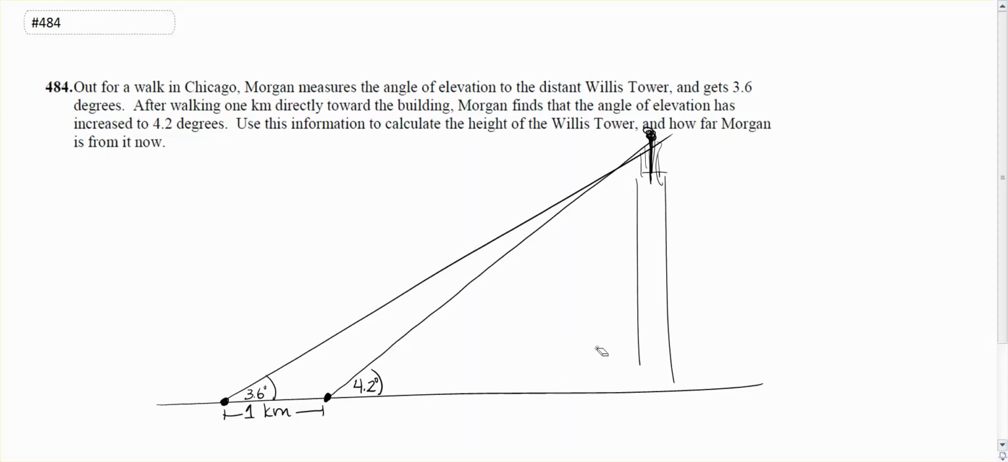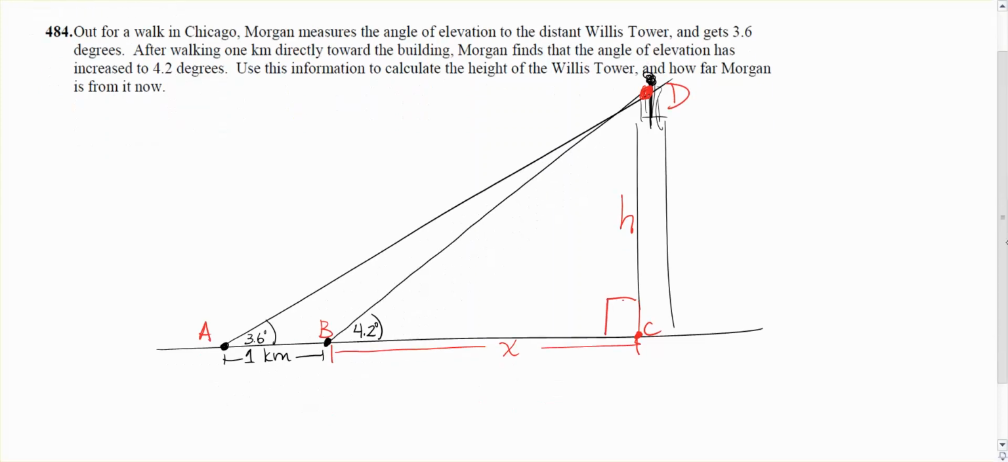So let's see. What do we need? We need the height of the tower. So I'll label this one H. And we need to know how far Morgan is from the tower now. So that would be this length right here, X. All right. So let's see what we can set up. We've got these right triangles to work with. I'll call this A, this point down here C, and the point way up here D. So we got a couple of right triangles to work with.